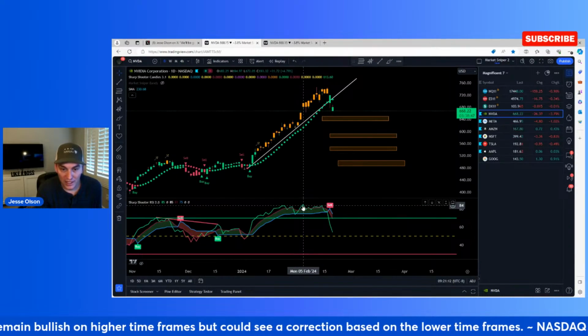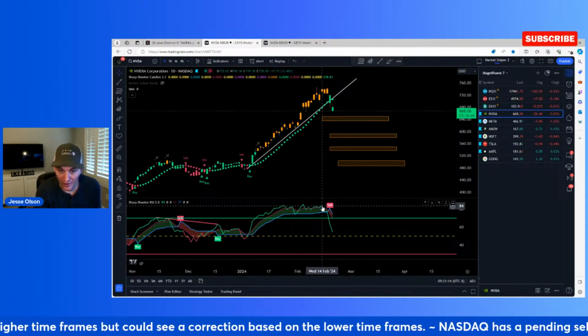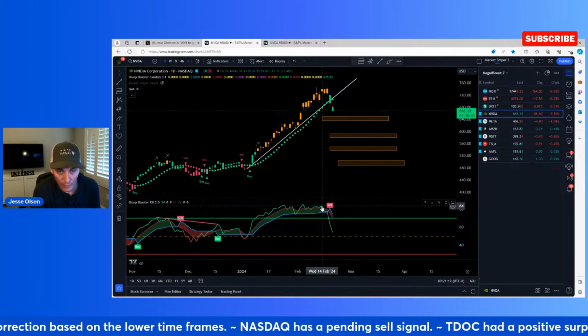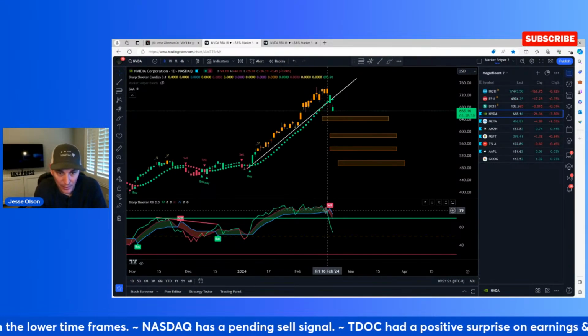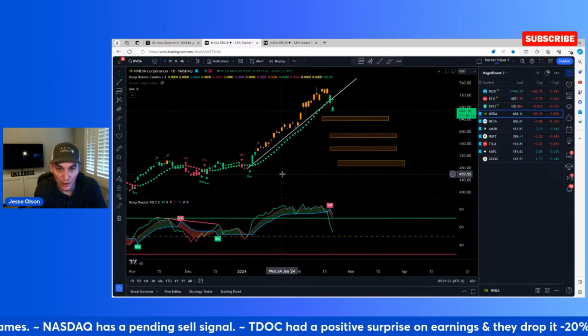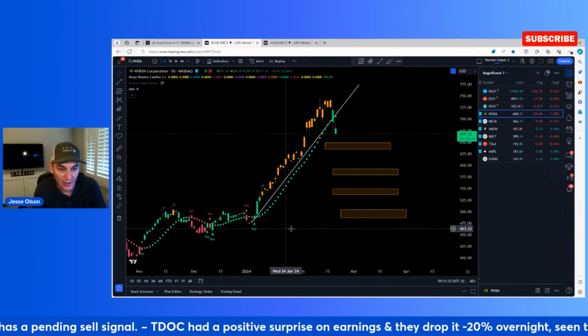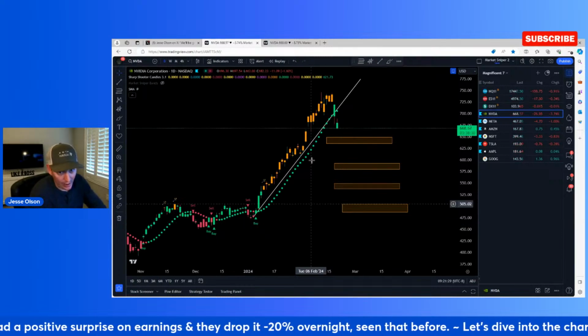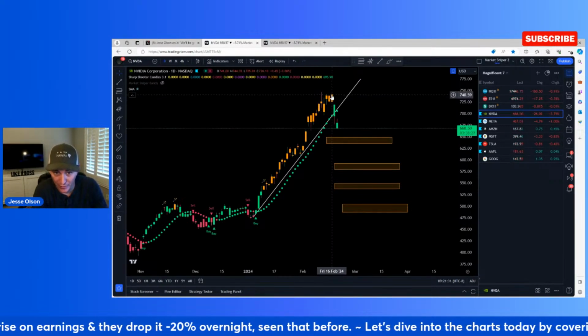Indicator is not picking it up, but it should be picking up if I change the inputs. Bearish divergence, right? Bearish divergence, and then RSI sell signal, and it's breaking down now, right? So it's breaking down on the daily chart. There's no sell signal yet, but there is bearish divergence.